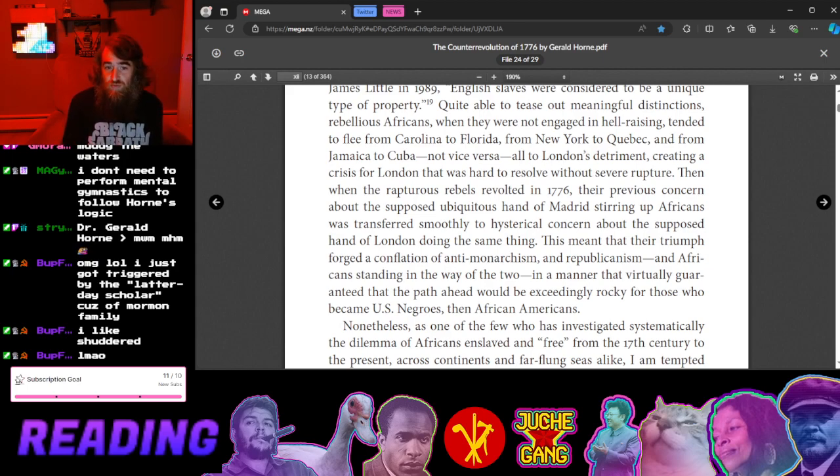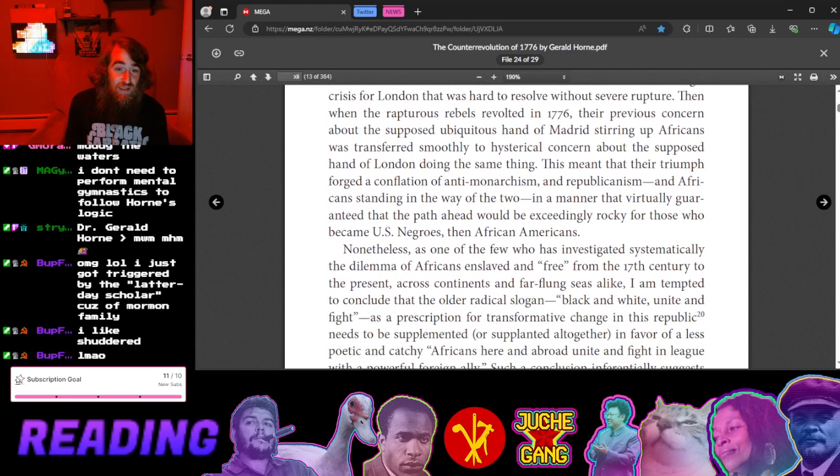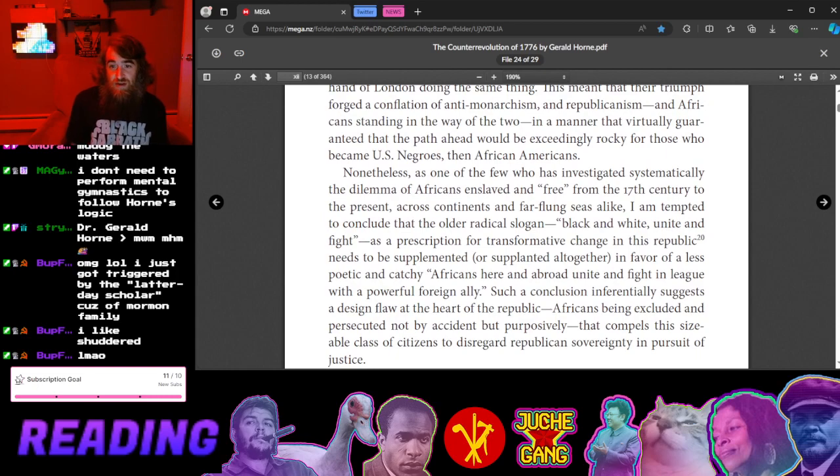Then, when the rapturous rebels revolted in 1776, their previous concern about the supposed ubiquitous hand of Madrid stirring up Africans was transferred smoothly to hysterical concern about the supposed hand of London doing the same thing. This meant that their triumph forged a conflation of anti-monarchism and republicanism, and Africans standing in the way of the two, in a manner that virtually guaranteed that the path ahead would be exceedingly rocky for those who became U.S. Negroes, then African Americans.